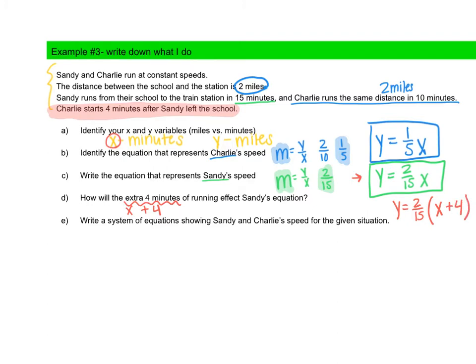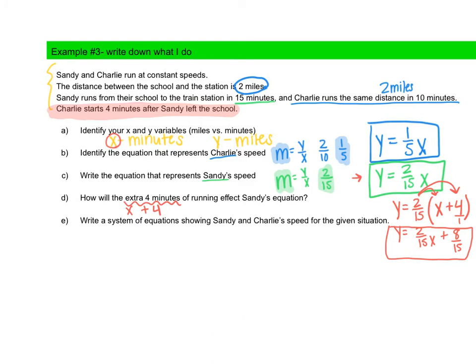All right? And we can simplify this by distributing. So we'll distribute 2/15 to the x, and we'll distribute 2/15 to the 4. So I'm going to do 2/15 times 4. So 2 times 4 is 8. 15 times 1 is 15. So this is her new equation representing that extra 4 minutes of running that she gets.